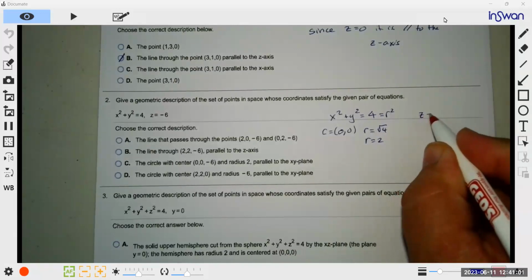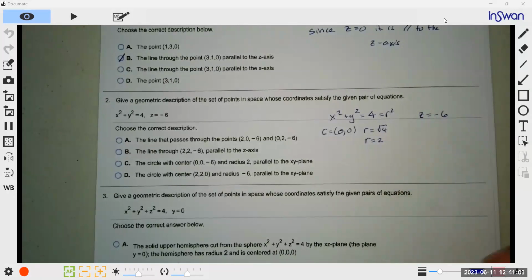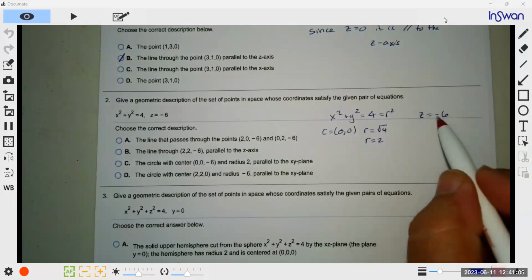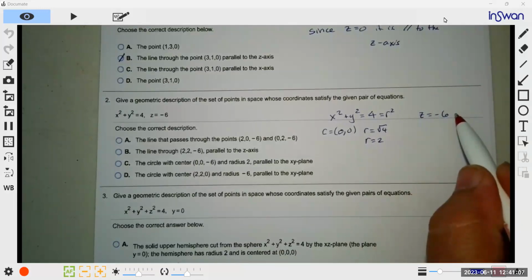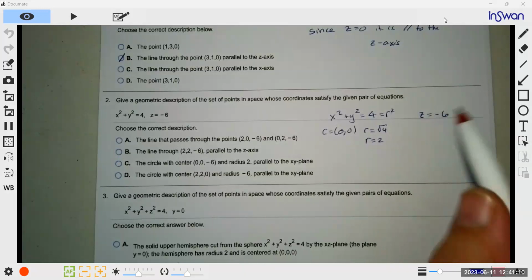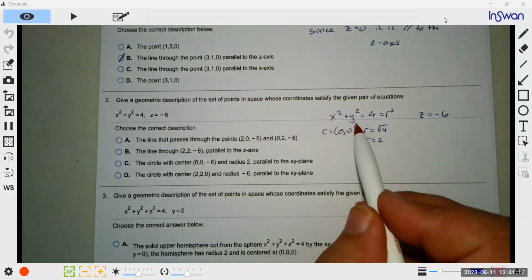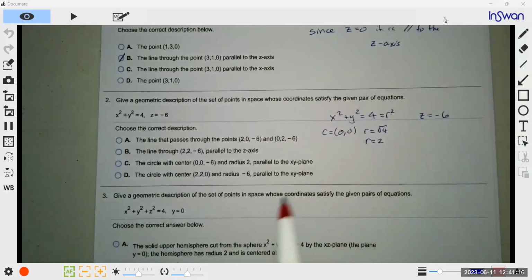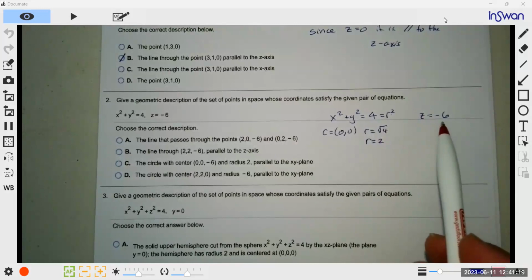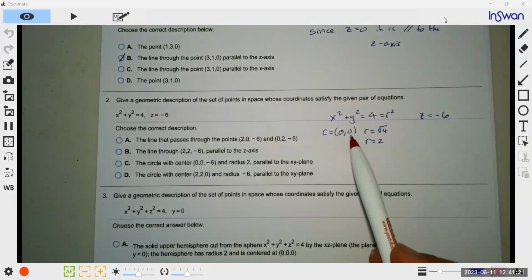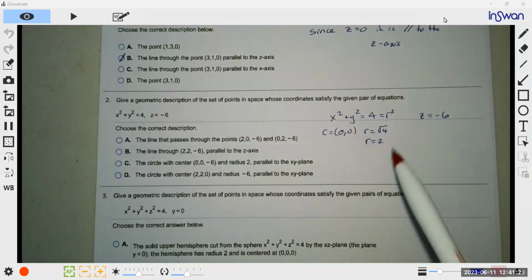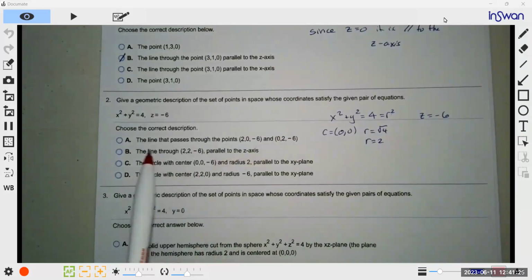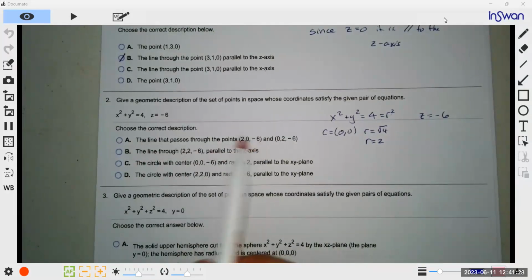And z is equal to -6. So it's a plane on z equals -6. So the circle is on that plane, at the center of 0, 0 and the radius of 2. So which ones are these? The line passing through? No, it's not a line, it's got to be a circle. It's got to be one of these two.